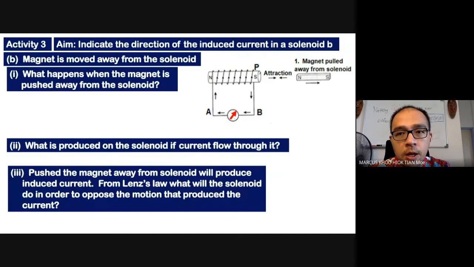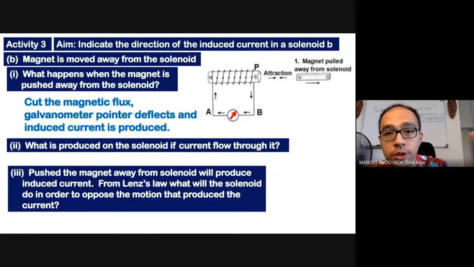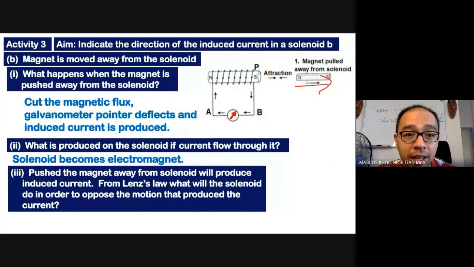Okay, let's begin. Number one, what happens when the magnet is pushed away from the solenoid? Brandon, can you try this? Induced current is produced. Very good. Induced current is produced because there is a cutting of the magnetic flux. Galvanometer pointer deflects, induced current is produced. What is produced on the solenoid if the current flows through it? The solenoid will become an electromagnet. It's the same question actually, except that now we pull the magnet out. We pull the magnet away from the solenoid, which will produce an induced current.